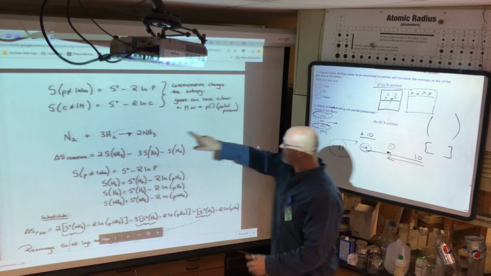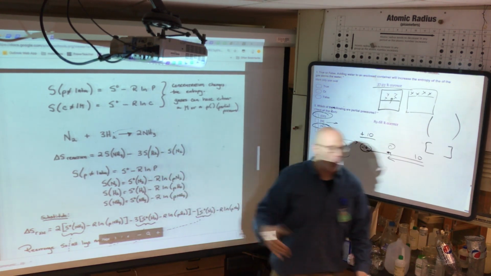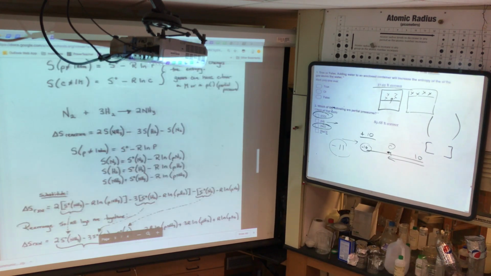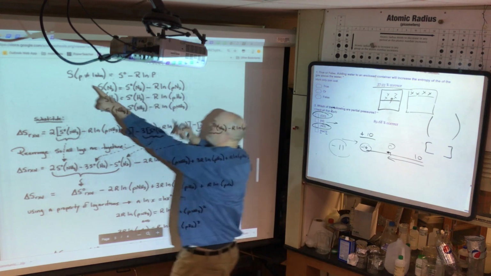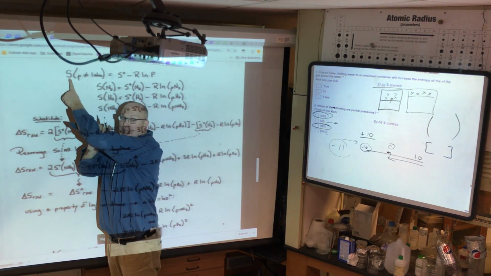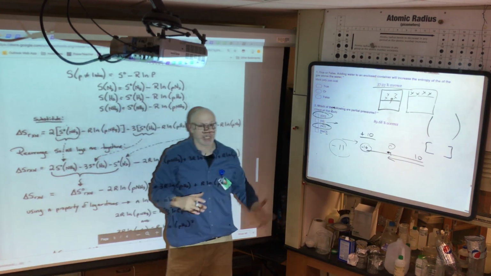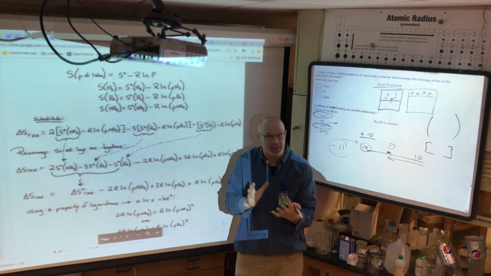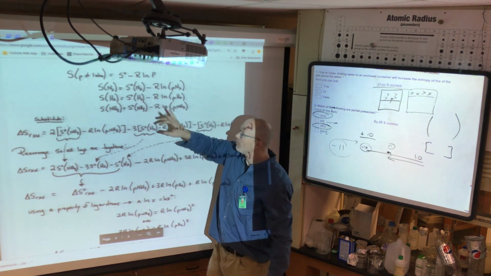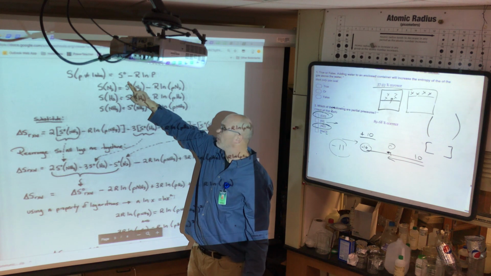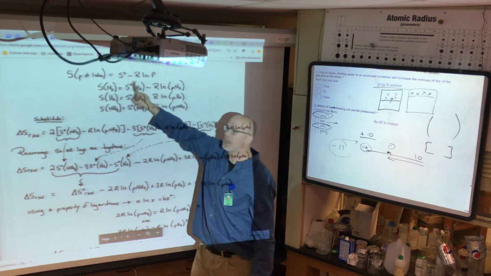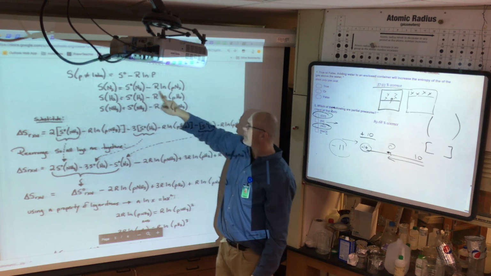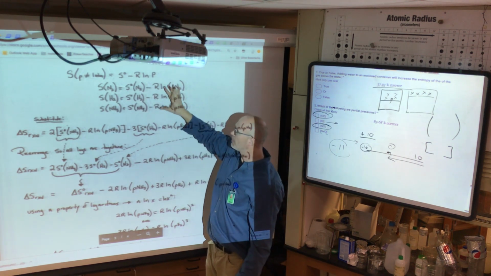All right, so I got this reaction. What's the whole point of this? The whole point was to find non-standard delta G, but I've got to go through non-standard S first, because delta G is really measuring the delta S of the universe. So what did I just do here? I put this into our formula we got experimentally.